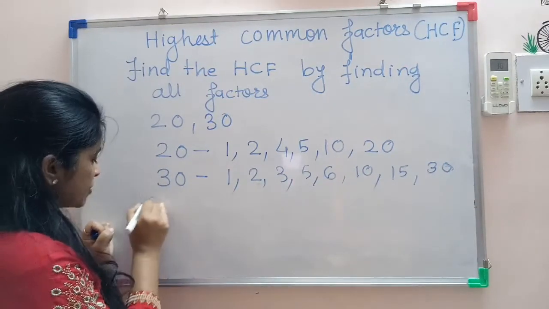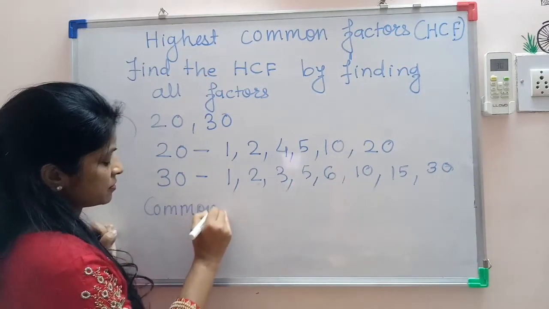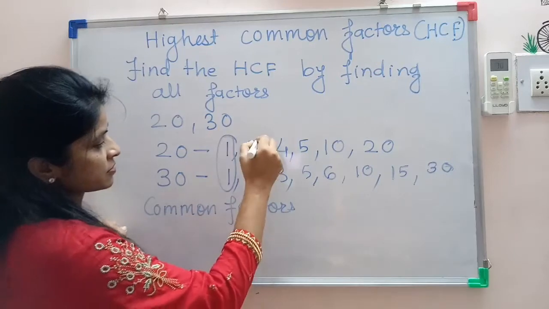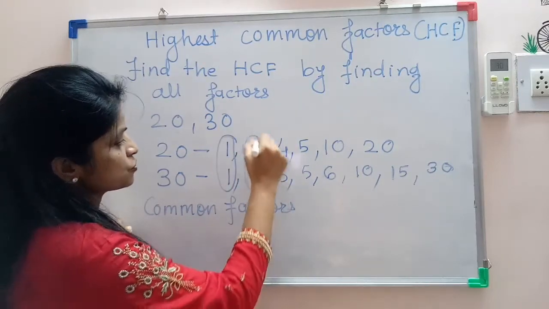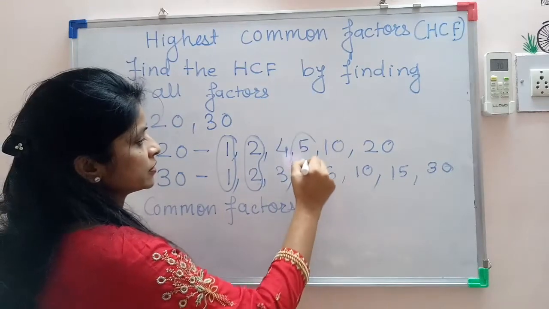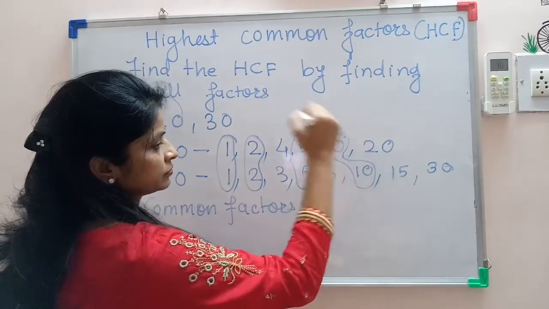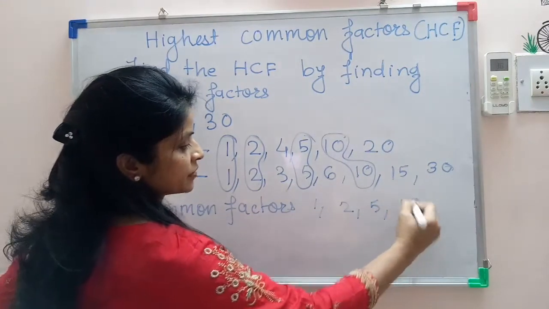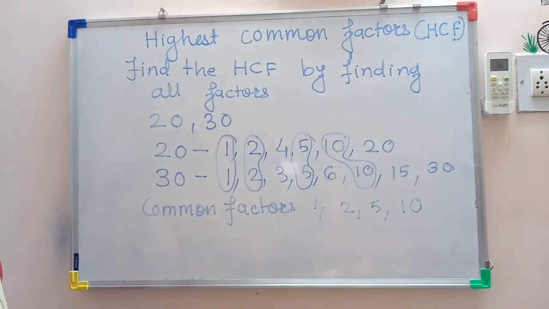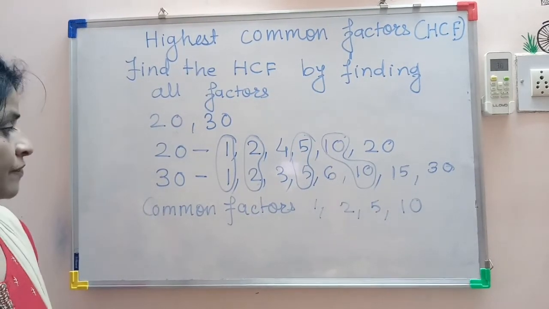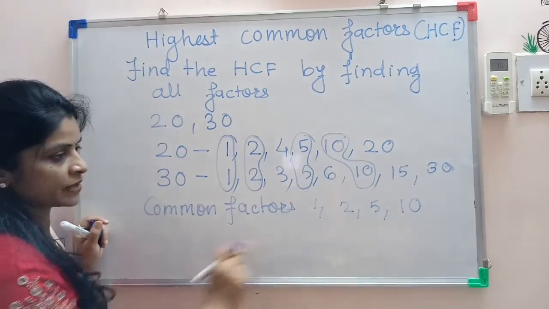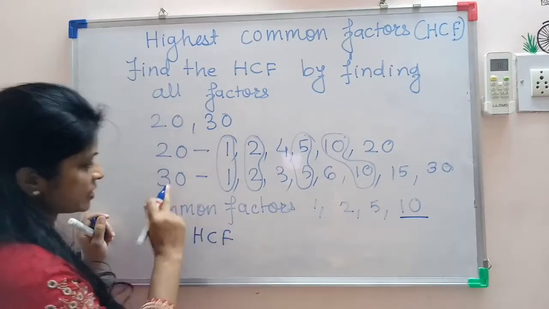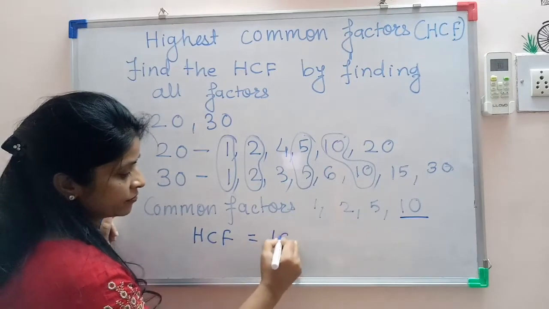Now list the common factors. Common factors are 1, then next is 2, 5, 10, this much, 1, 2, 5 and 10. And the greatest number that divides 20 and 30, where the remainder will be 0, is 10. So the HCF of 20 and 30 is 10.